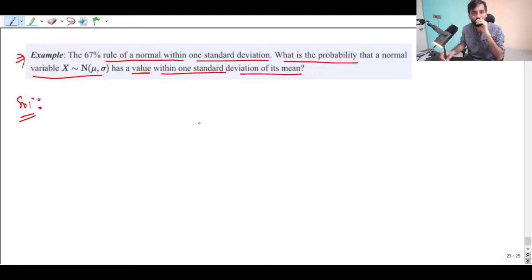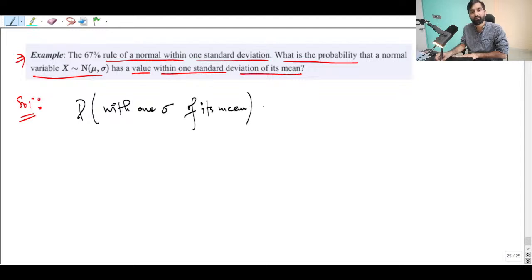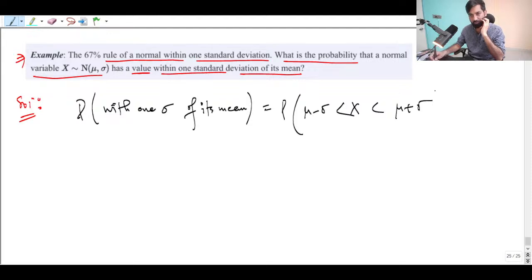So can somebody solve this question? How will we solve it? What does within one standard deviation of the mean mean? What is the meaning of that? That is nothing but your random variable lies between mu minus sigma and mu plus sigma. The spread is like this, one standard deviation away from the mean, right?